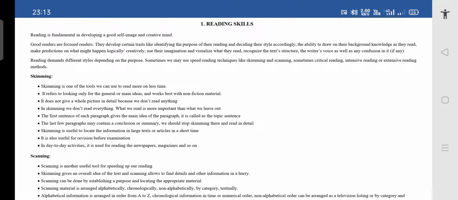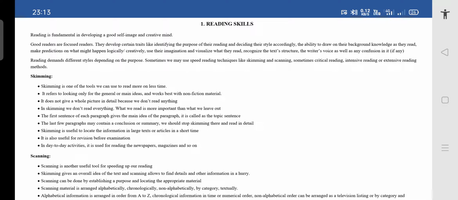Today we are going to learn about reading skills. Reading is fundamental in developing a good self-image and creative mind. Good readers are focused readers.